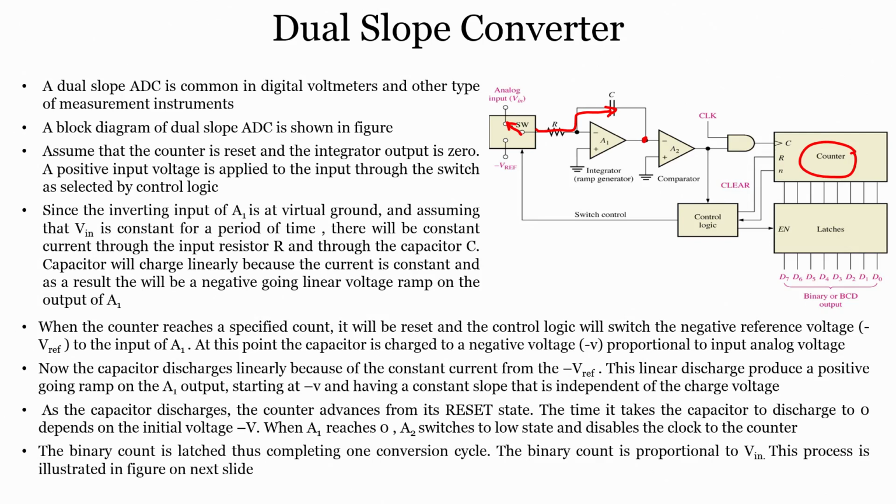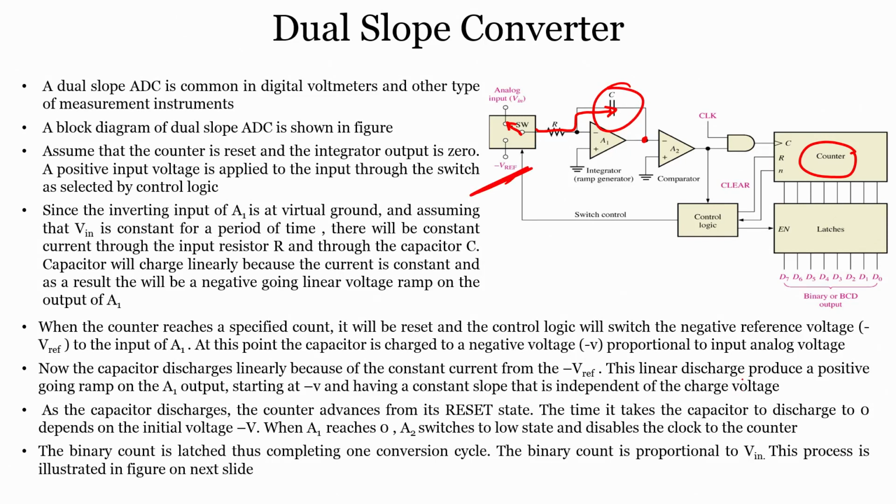Now, when the counter reaches a specified count, it will reset and the control logic will switch the negative reference voltage to the input of A1. In that case, what will happen? At this point, the capacitor is charged to a negative voltage proportional to the input analog voltage. So, now the capacitor discharges linearly because of the constant current from minus V reference, with a constant slope that is independent of the charging voltage.